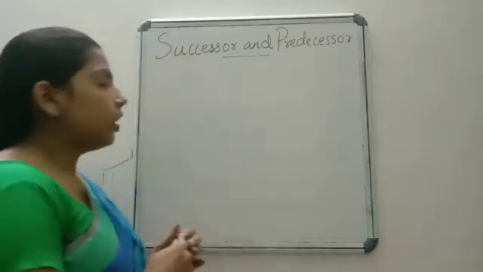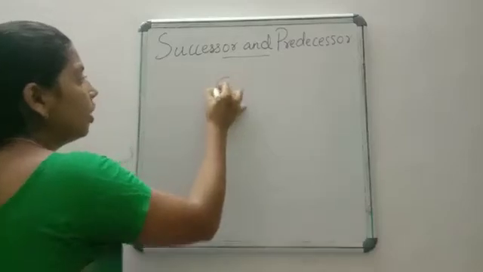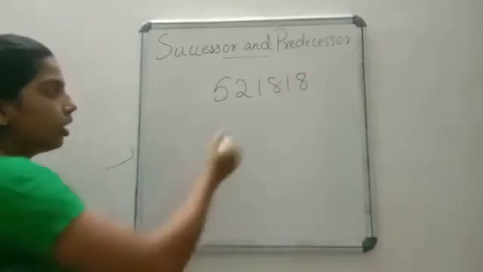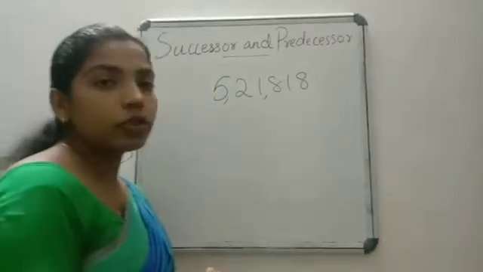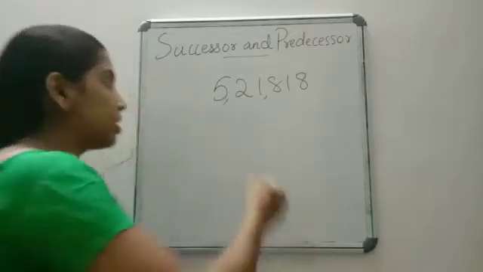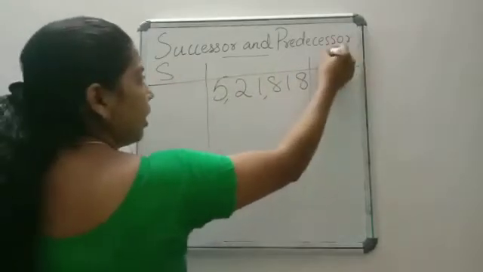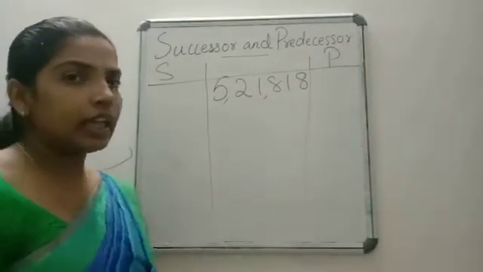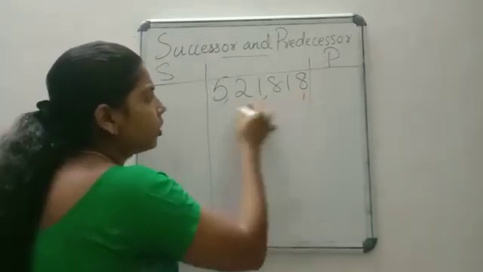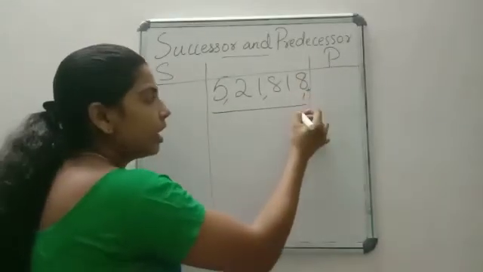Now let us do one question. Can you find the successor and predecessor of 5,21,818? This is the given number, and you have to find the successor as well as predecessor. So we studied that successor means adding 1 to that given number. So when we add 1 to this given number, what will we get? 8 plus 1 is 9.